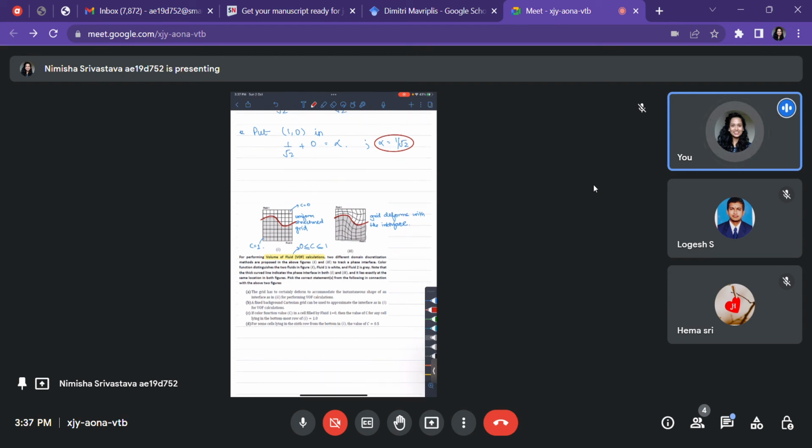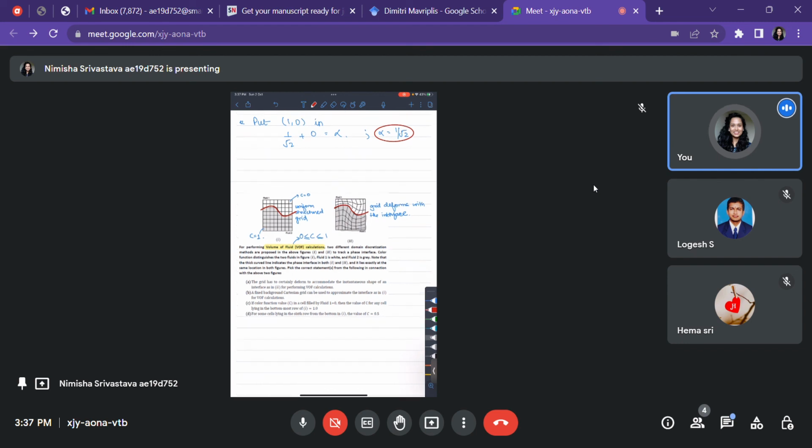This has its own value. Someone else might use it, whoever wants to use a deforming grid or has a capability such as that. But for the purpose of using the volume of fluid method, you have to have the grid which looks like the first method. In the above figure, and I'm back to reading the question. In the above figures 1 and 2, to track a phase interface, volume of fluid is used. Color function distinguishes the two fluids in one. Fluid 1 is white and fluid 2 is gray. Okay. Note that the thick curved line indicates the phase interface in both 1 and 2, that we've already noted. And it lies exactly at the same location in both figures.